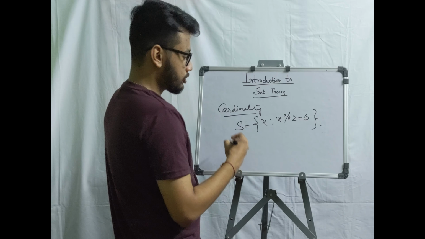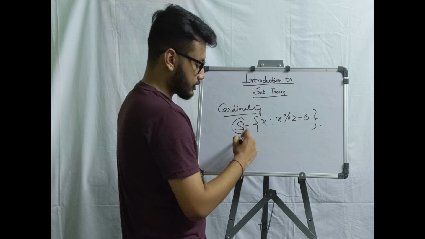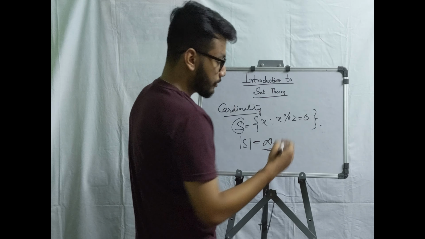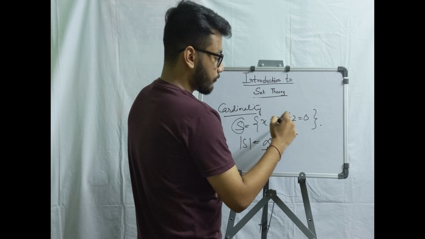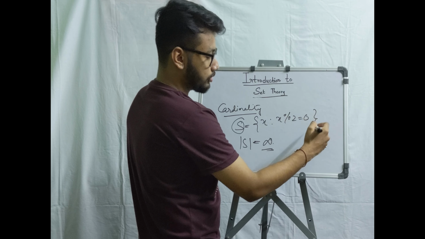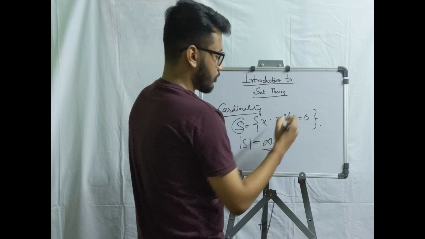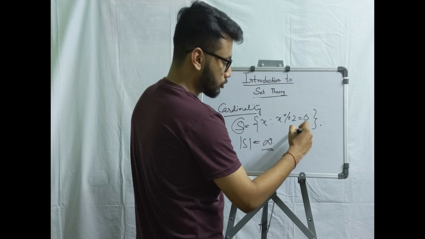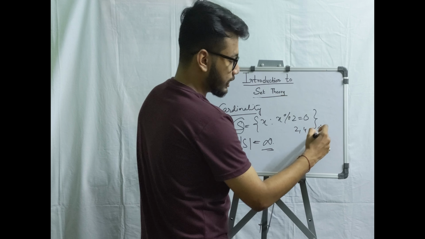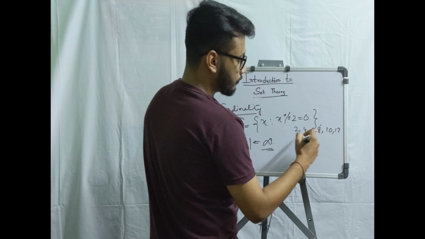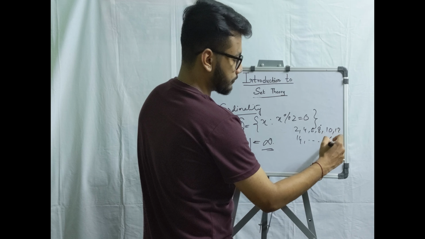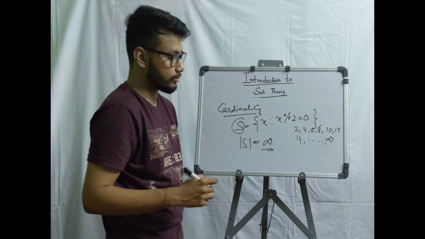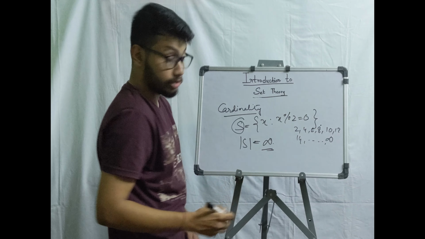Okay, so the cardinality of this set S is equal to infinity. How is it infinity? Because we haven't given any bounding conditions here, right? It is going to go on and check for every number, say 2, 4, 6, 8, 10, 12, 14. In this way, it's going till infinity. Therefore, how many numbers do we have? We have infinite numbers, right? Because we haven't given any bounding conditions.